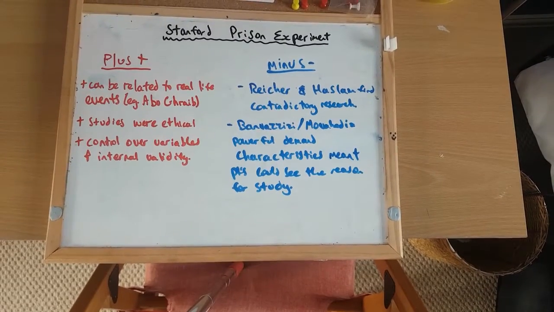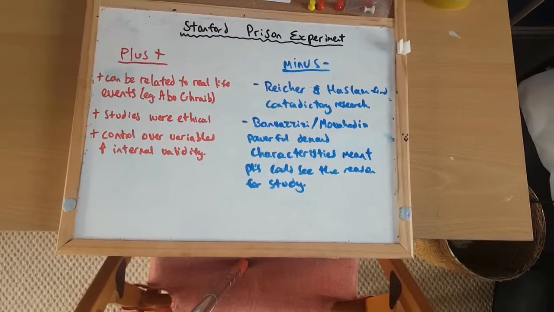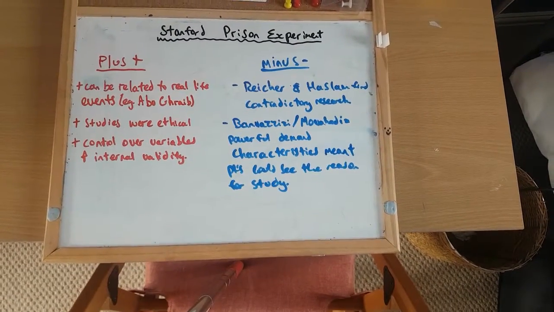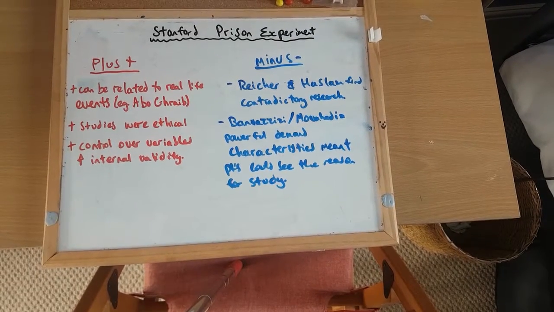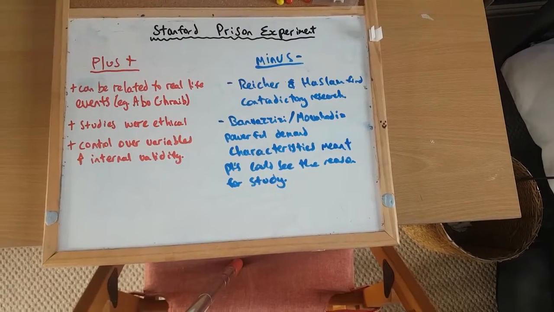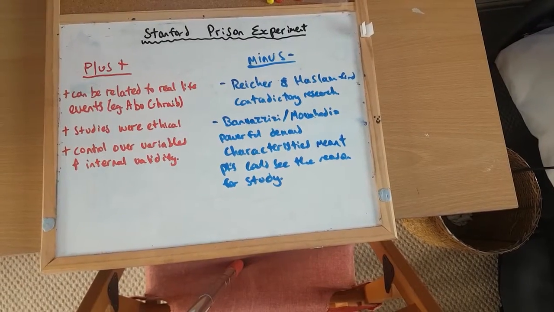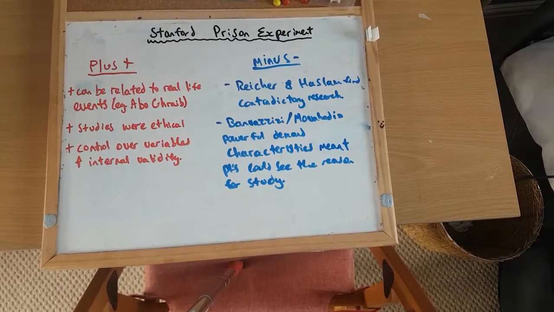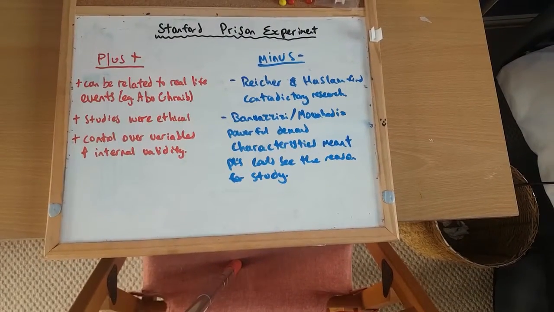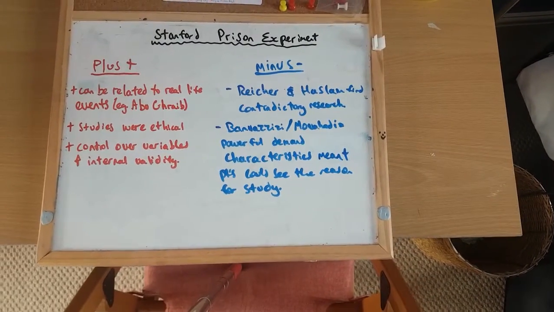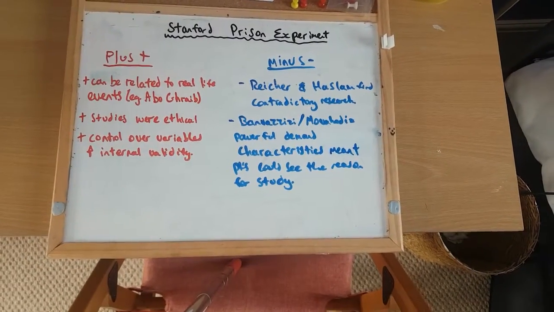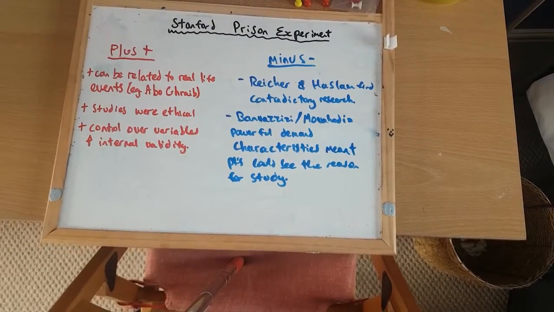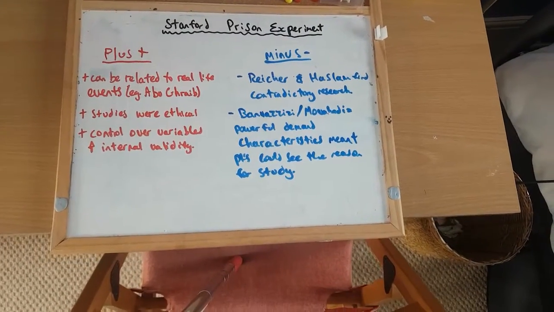So I've put that it can be related to the Abu Ghraib case. This happened in 2003 and 2004, and this was when American soldiers went over to Afghanistan, and like in the Stanford prison experiment, abused their power and tortured the Afghans, so much so it was even unethical for a war. If you want to look into that, I suggest you do, just to add more information to your evaluation in the 16 and 12 markers in A-level psychology.